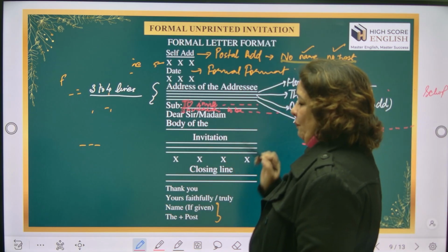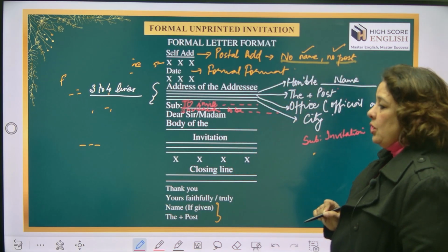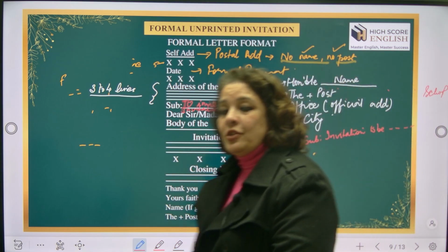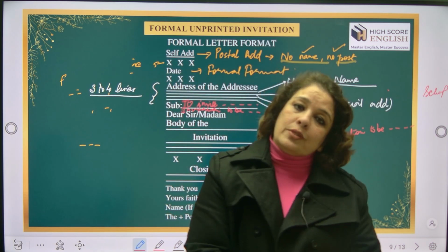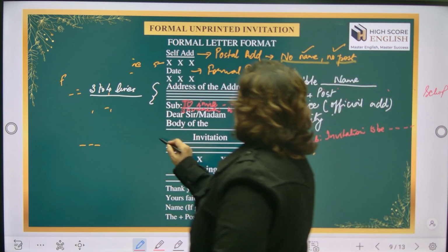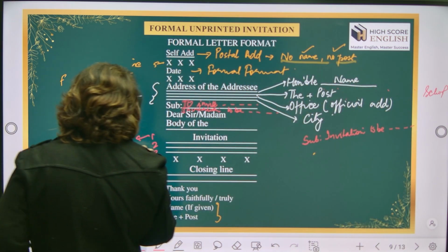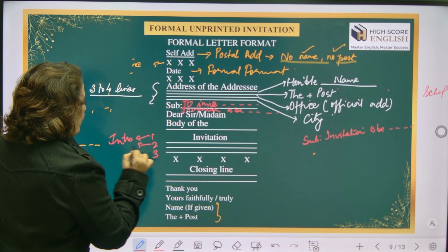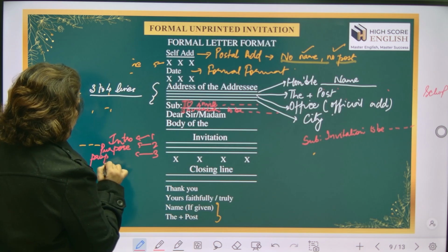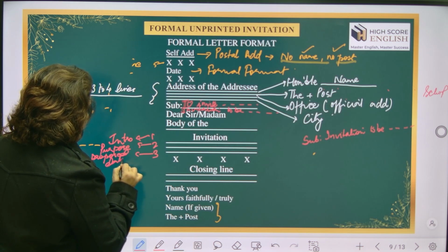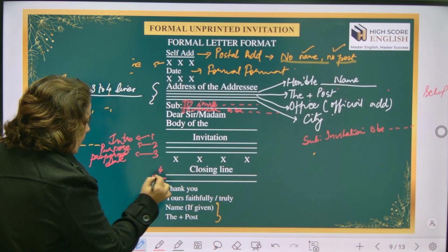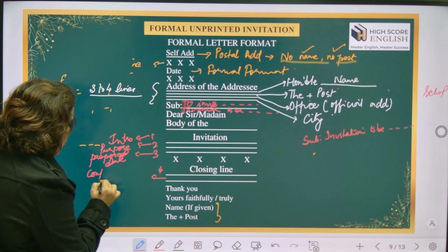Now, body of the invitation. When we talk about the body of the invitation, I told you, you have to keep 4 things in mind. First of all, you have to give a general introduction, then purpose of writing, why you are writing, then you will propose a date, and after proposing a date, you're going to ask for the confirmation. Okay, now point 1, 2, and 3. First is intro. Second is purpose. Third is proposed date. Prastavit tithi. Okay, they'll come in the first paragraph. Second paragraph is your 4th point, the closing line when you ask for the confirmation.